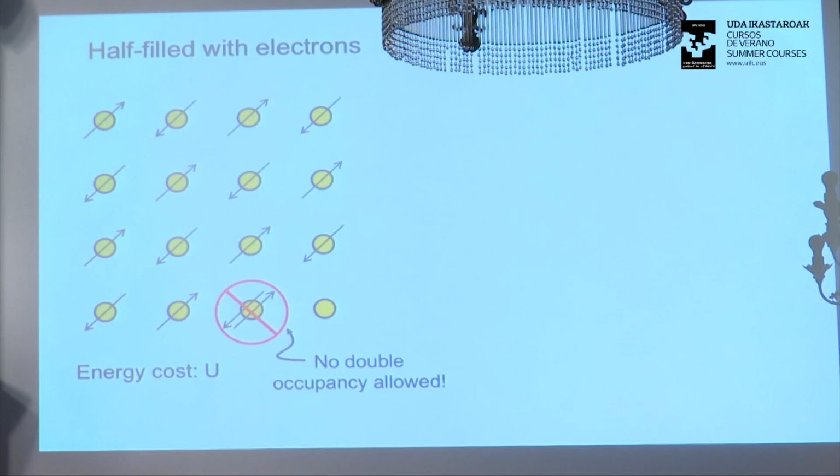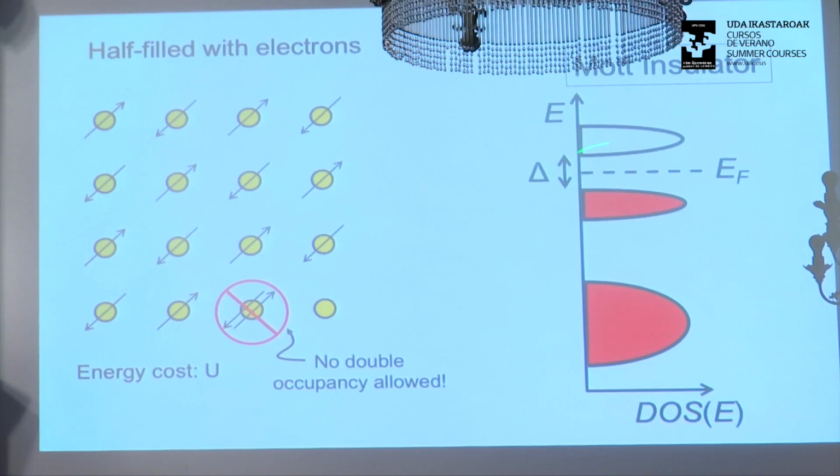So you get a situation which is exactly like the one that I plotted before. You put half as many electrons as you could put in this band, and all the electrons get blocked. There is a splitting here, a gap, which is a correlated gap, and this turns out to be an insulator. Now, why are Mott insulators so famous?